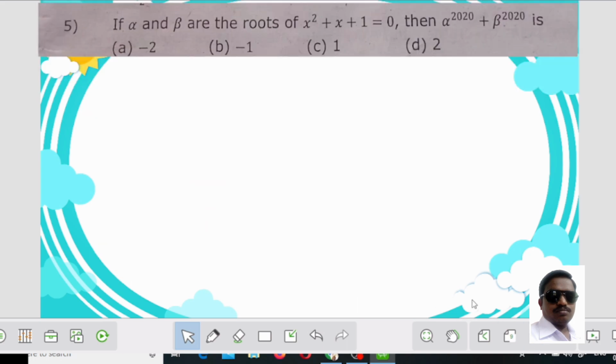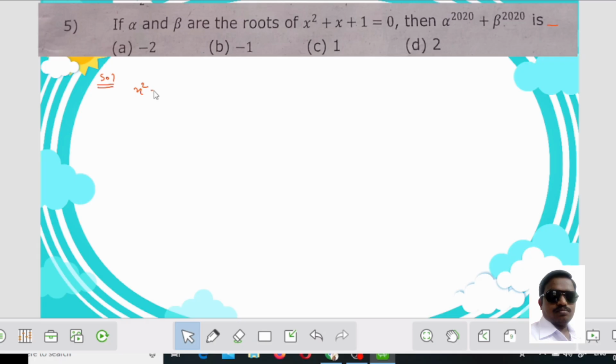Next question 5. If alpha and beta are the roots of x square plus x plus 1 equal to 0, then alpha power 2020 plus beta power 2020 is, they are asking you to find alpha power 2020 plus beta power 2020, and also they are saying alpha and beta are the roots of the quadratic equation. Solution, write the equation now.